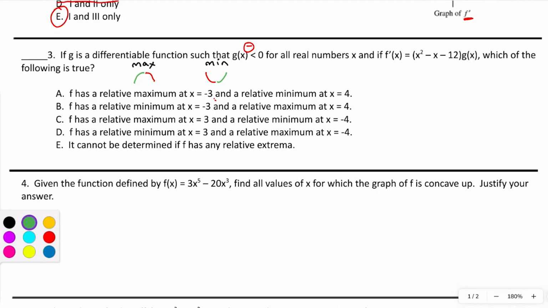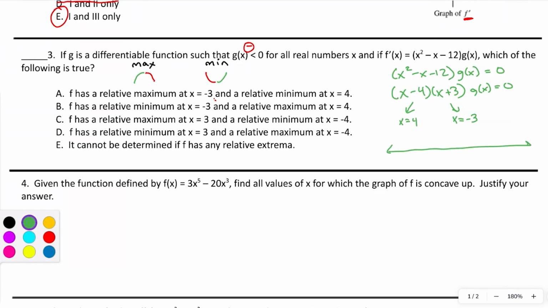Let's create a little sign chart. We want to see what our critical values are. So we've got x squared minus x minus 12 times g of x, and we want to set that equal to 0. We're going to factor this first one and say x minus 4 times x plus 3 times g is 0. We're only going to get 2 critical values: one at 4, and one at -3. G of x is always negative, so it's never going to be 0. So that's not going to produce a critical value.